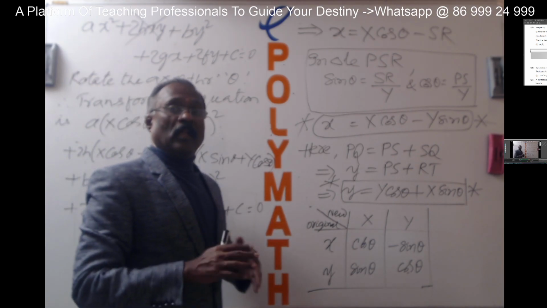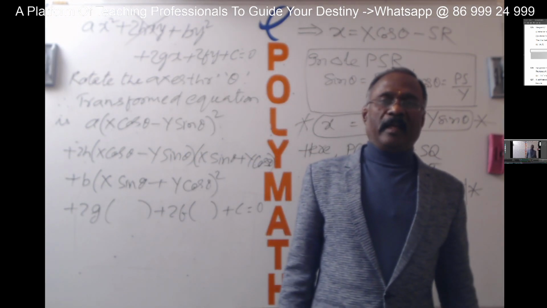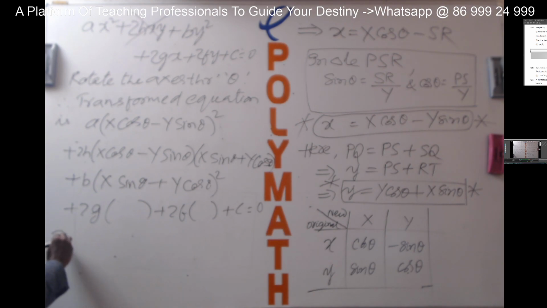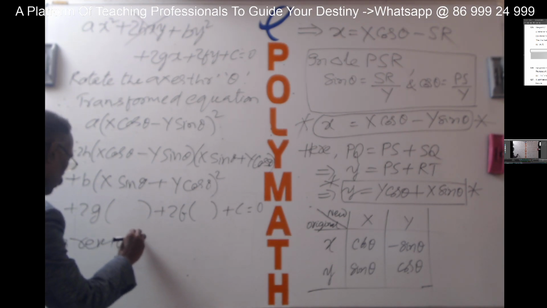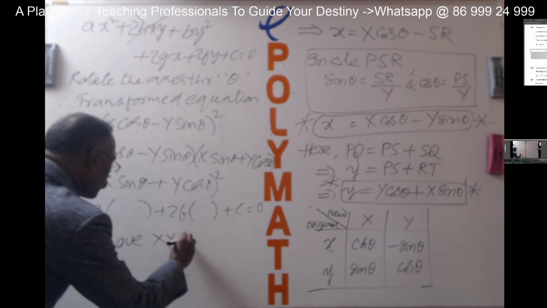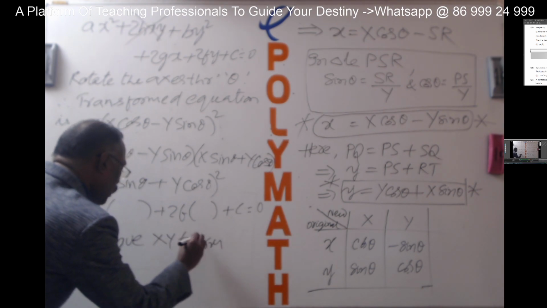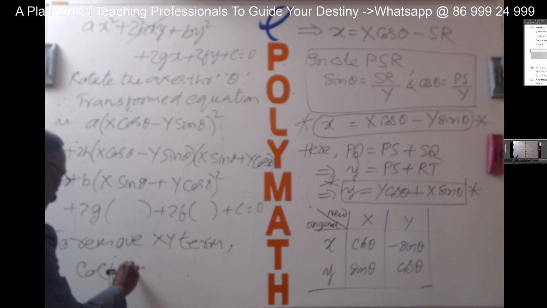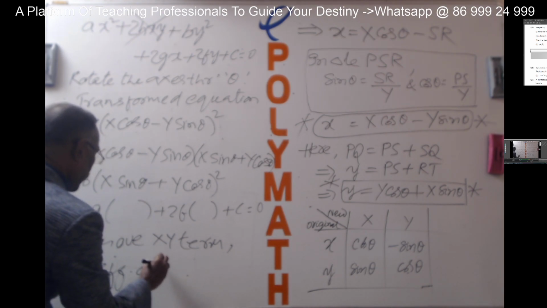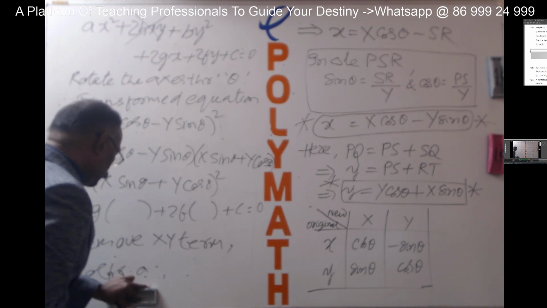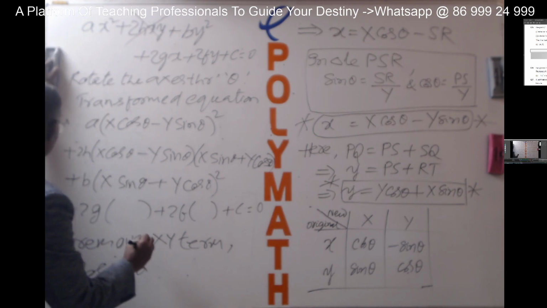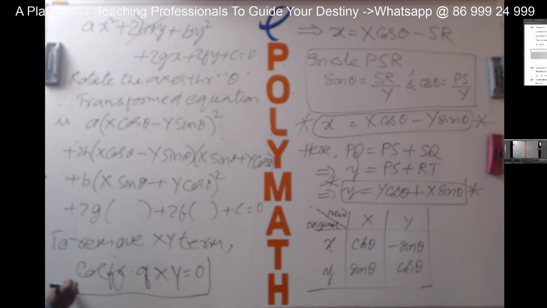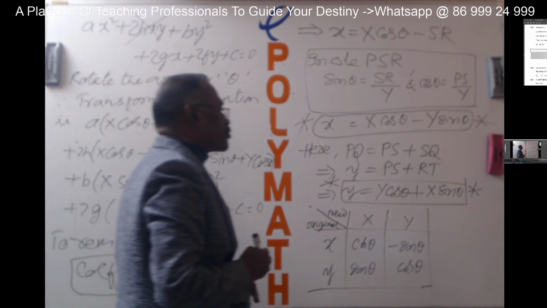So you have to collect only xy terms. So we are collecting xy terms to remove the xy term. Important please. Coefficient of xy is equal to 0. Very important please. From this only we will get the result.